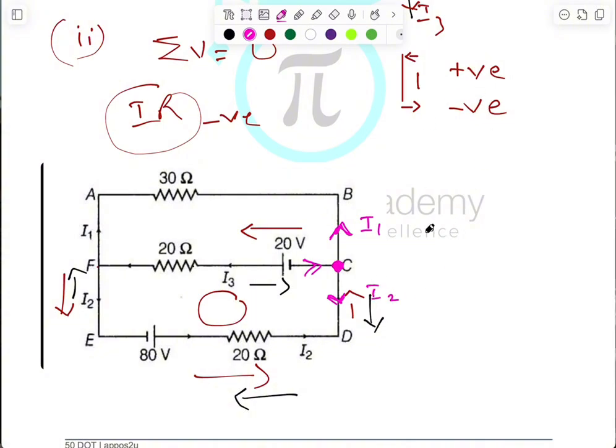From what I've explained already, I3 is entering, and I1 and I2 are leaving. So I3 minus I1 minus I2 equals 0. This implies that I3 equals I1 plus I2. So we have been able to sort out the current, and that's the entire current flowing in the circuit. All of them are well represented: I1, I2, I3.